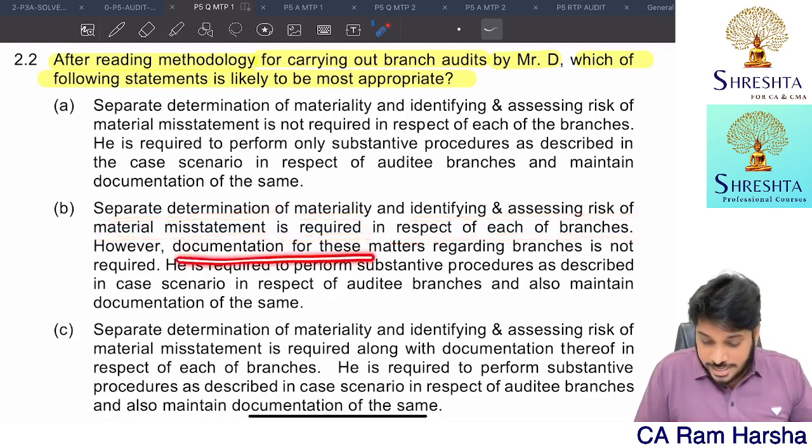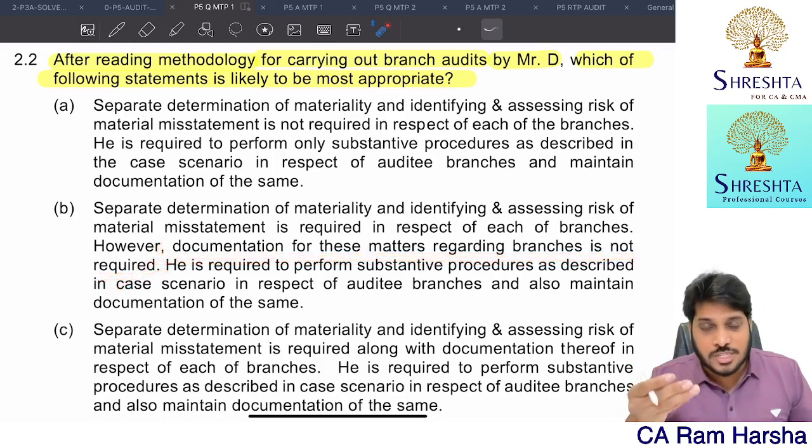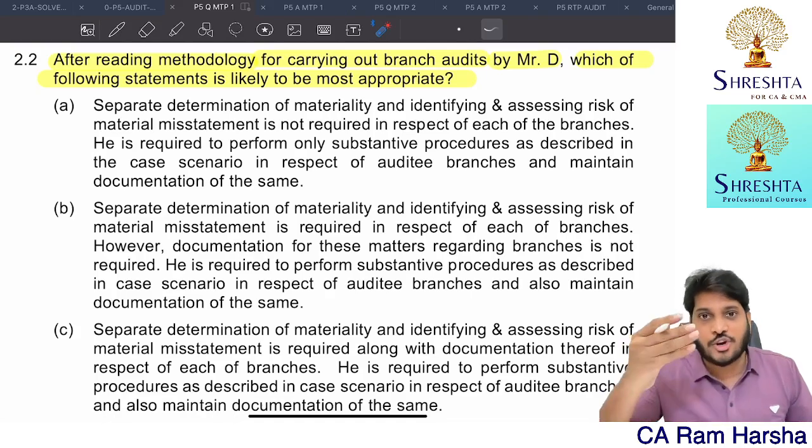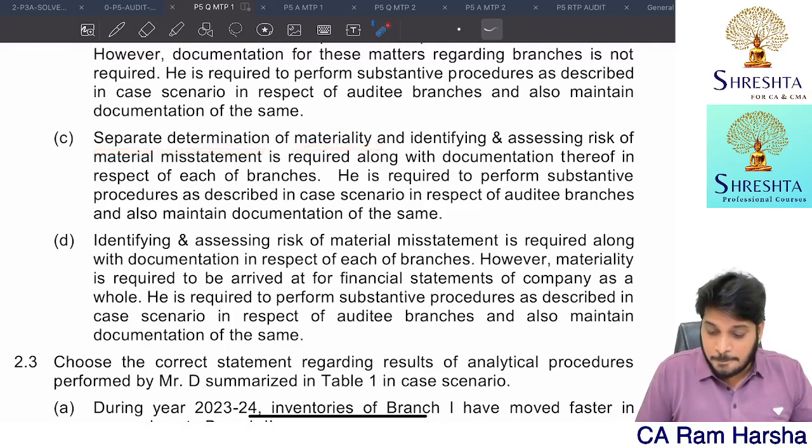However, documentation for these matters is not required. That's also wrong. Documentation is also required. Whenever you do risk assessment, whenever you determine materiality, you need to document. Separate determination of materiality and identifying and assessing risk of MMS is required along with the documentation thereof in respect of each branch. This is correct.